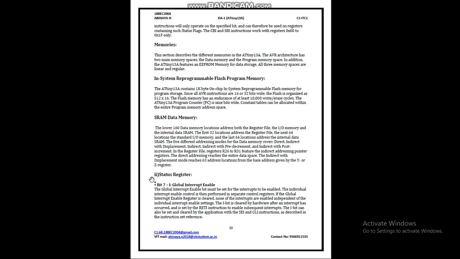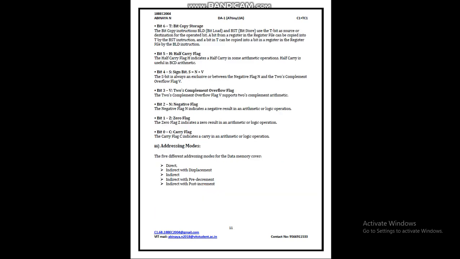Coming to the status register, it starts with the global interrupt enable. The global interrupt enable bit must be set for the interrupts to be enabled. Similar to that, we have bit 6, bit 5, bit 4, bit 3, bit 2, and bit 1. These are the flags: carry flag, zero flag, negative flag, and we also have the two's complement overflow flag, half carry flag, and bit copy storage. These are the flags which we saw in the status register.